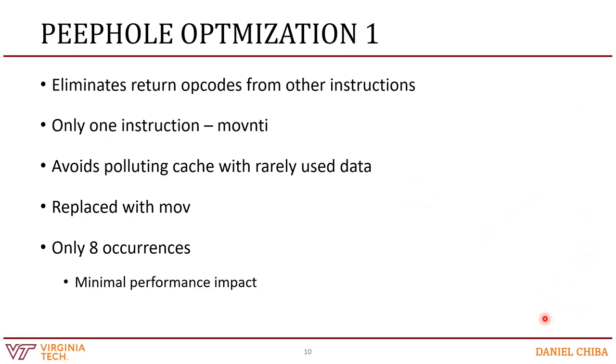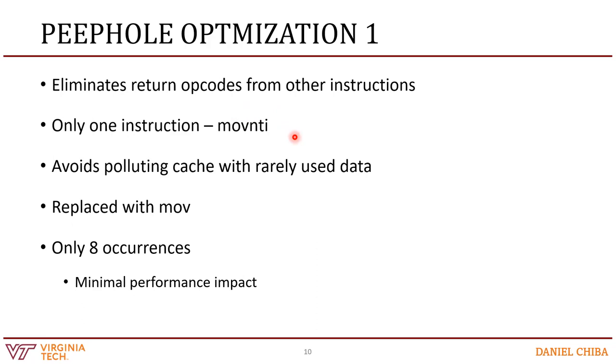Peephole optimization is this third method. There are 2 types of peephole optimization. The first one eliminates return opcodes from other instructions. So this is related to the variable instruction length of x86. There's only one instruction that contains a return opcode within its longer opcode. That's move NTI. It's essentially the same semantics as move.